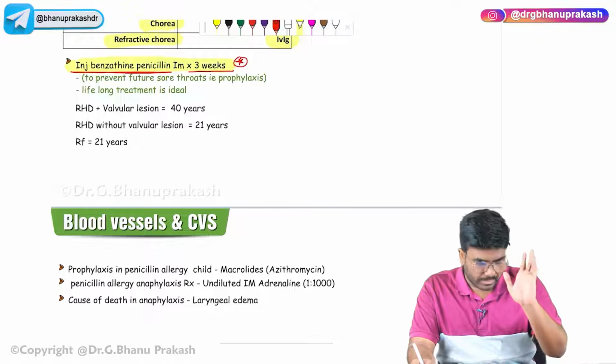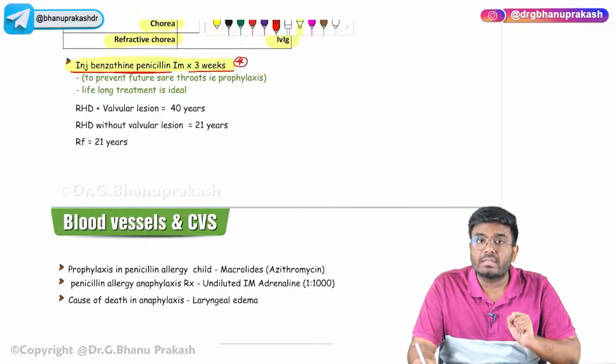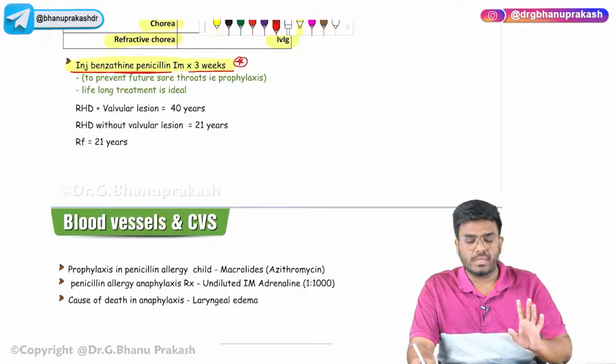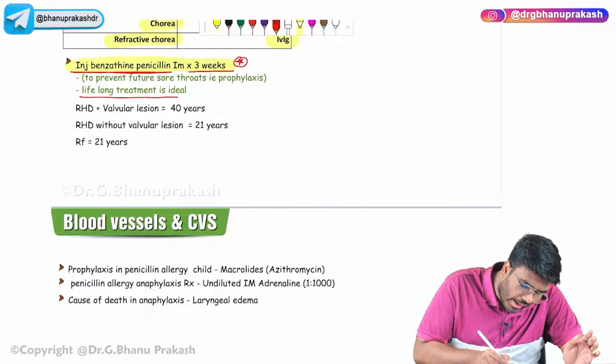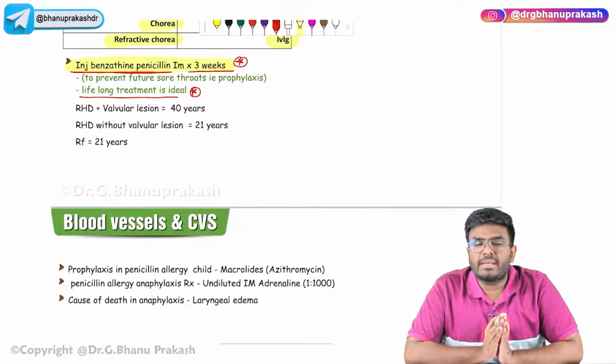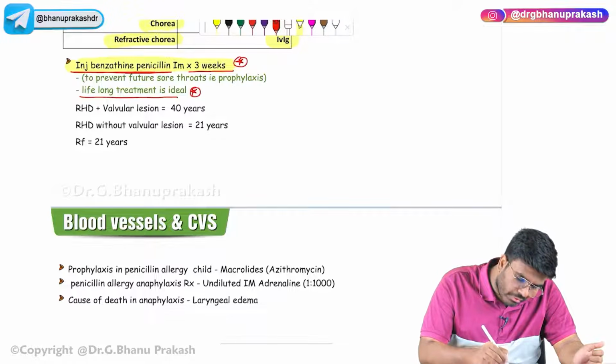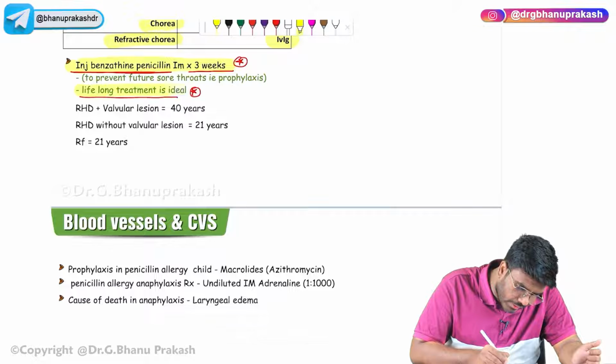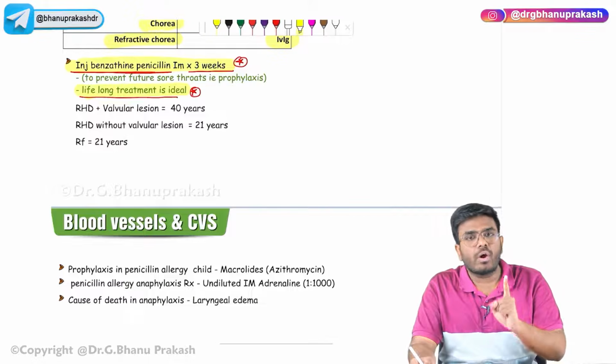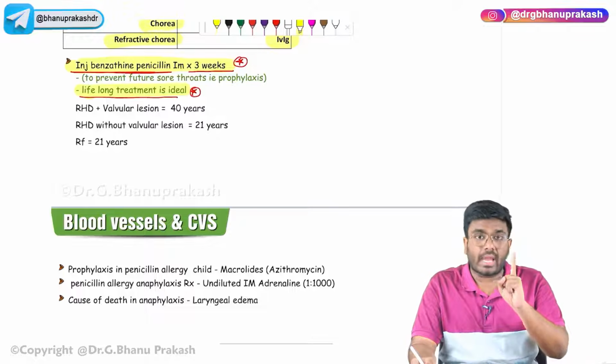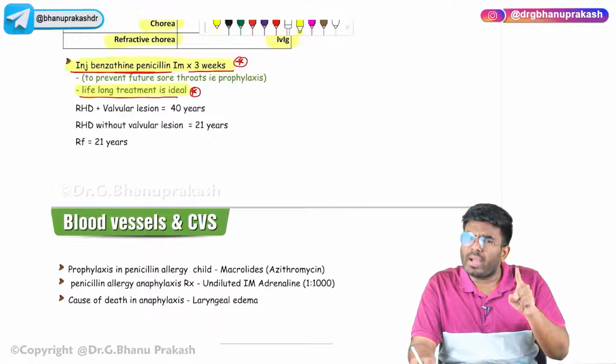Intramuscular benzathine penicillin. Till how much time do you have to take it? Lifelong. That's the best answer. So lifelong, you have to give him intramuscular benzathine penicillin. So what we need to do? We have to give lifelong. See here, lifelong treatment is ideal. And lifelong, what do we have to give? IM benzathine penicillin.